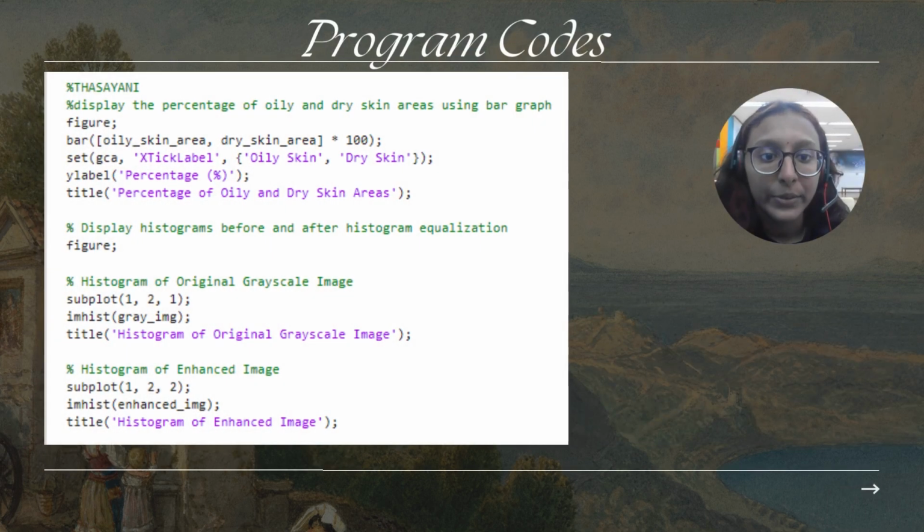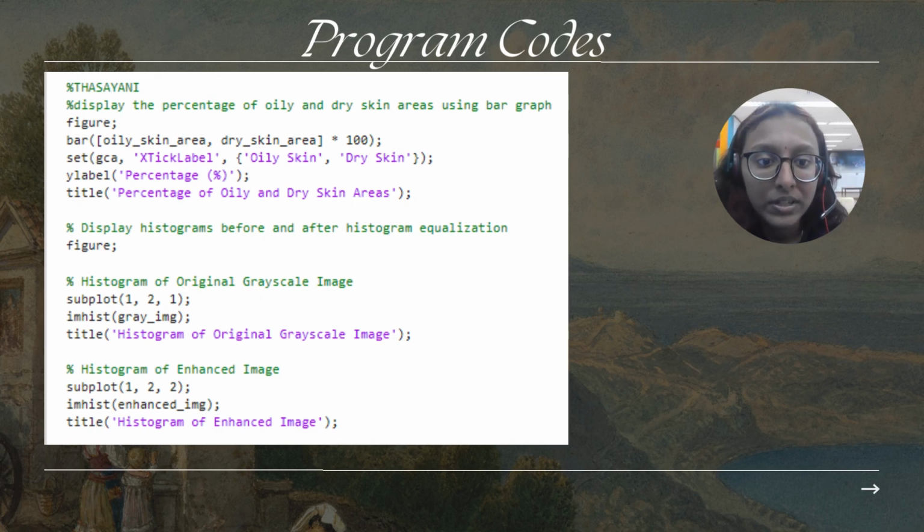This part of the code calculates and displays the percentage of oily and dry skin areas using a bar graph. The areas are computed as the proportion of pixels belonging to each cluster and are converted to percentages for visualization. Additionally, histograms of the grayscale image before and after histogram equalization are plotted to illustrate the enhancement effects.